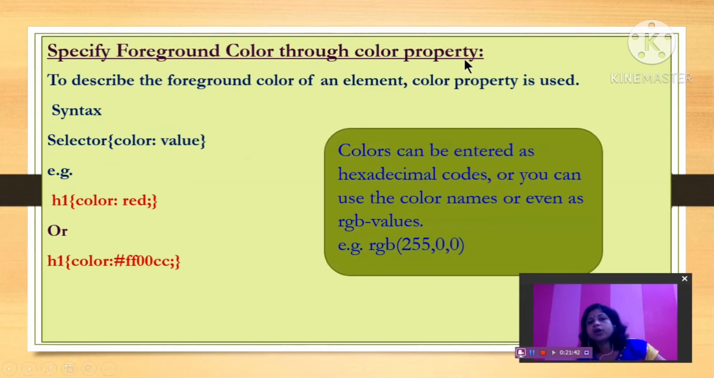Specify foreground color through the color property. To describe the foreground color of an element, the color property is used. Foreground color always means the text color. Syntax, how will you use it? Selector, then color, then give the value. For example, H1, then color, then red. And for H1 color, it can be given some hexadecimal value.